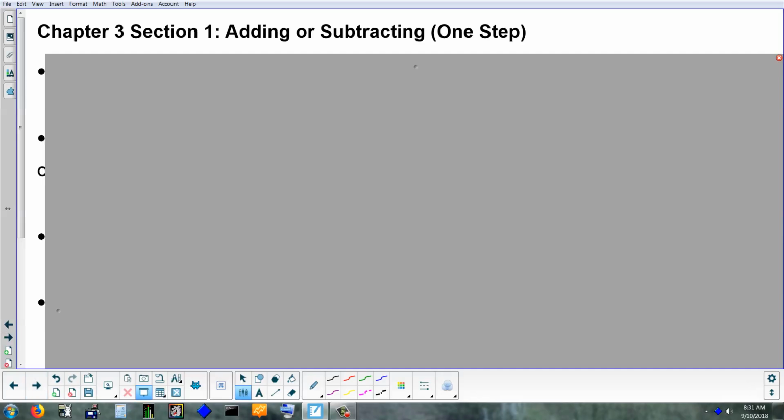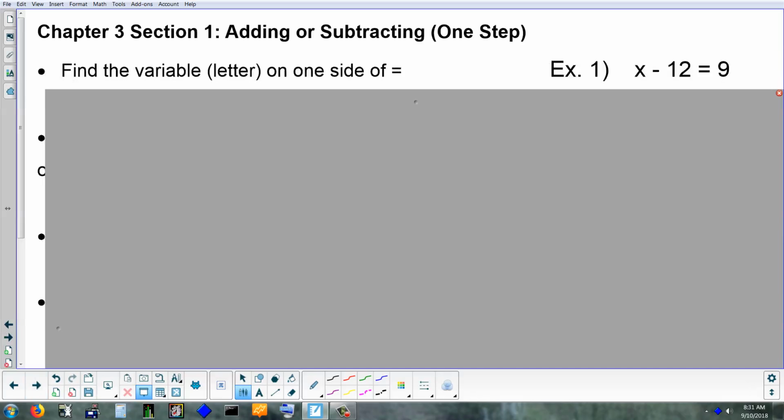All right. So again, these are all one-step equations. So here's your first step, and then here's your example. That's example 1. So the first thing we want to do is find, identify the variable that's on one side of the equal sign. 85, 90% of the time, that variable is going to be on the left-hand side. Most of the time, it's going to be the first term in the problem. It'll be the first thing.